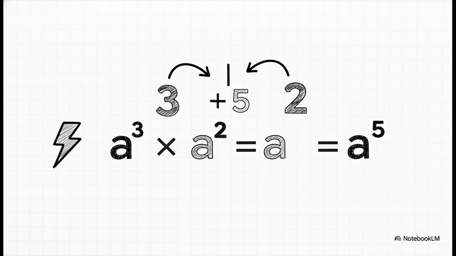So here's the rule. When you multiply powers with the same base, you just add the exponents together. So a cubed times a squared becomes a to the power of 3 plus 2, which is a to the power of 5. Way faster, right?